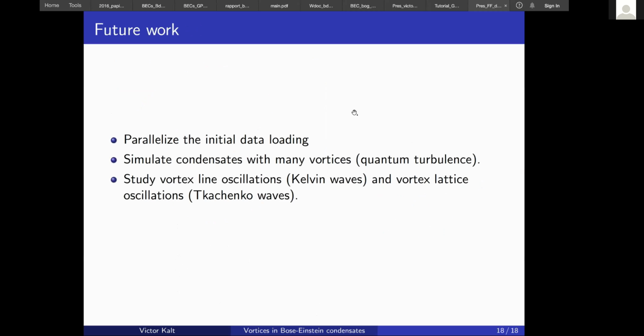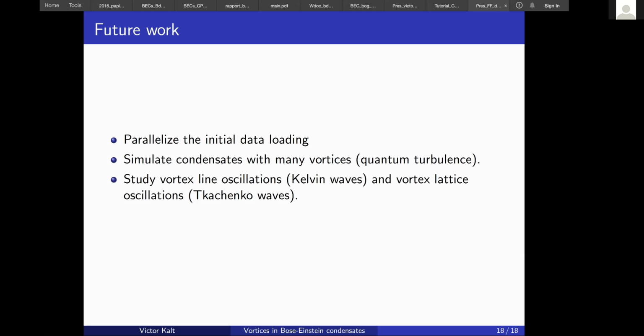So to do this, well, this is a sequential code, and in future work, the first thing we plan to do is to parallelize the initial data loading and the truncation of regions of low density and high density, because since we're using a sequential code, we're limited in the size of a simulation we can load with this code. So this is what we plan to do to get rid of this limitation.